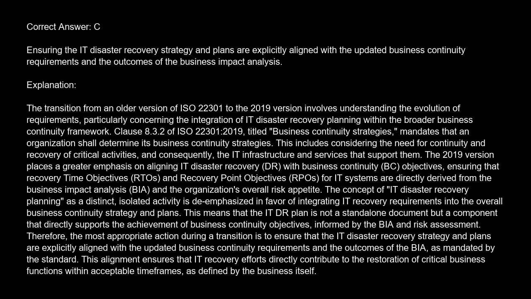Clause 8.3.2 of ISO 22301-2019, titled Business Continuity Strategies, mandates that an organization shall determine its business continuity strategies. This includes considering the need for continuity and recovery of critical activities, and consequently, the IT infrastructure and services that support them. The 2019 version places a greater emphasis on aligning IT disaster recovery, DR, with business continuity, BC objectives, ensuring that recovery time objectives, RTO, and recovery point objectives, RPO, for IT systems are directly derived from the business impact analysis, BIA, and the organization's overall risk appetite.